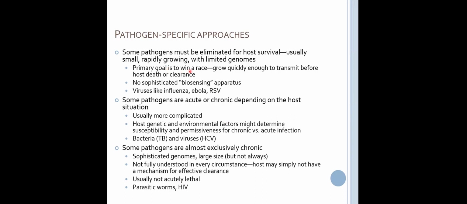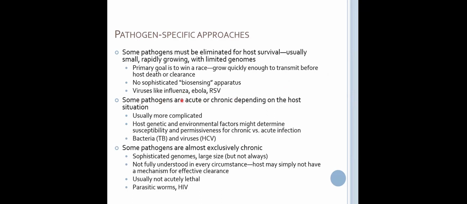And so the goal here is to win a race, to grow quickly enough to transmit before the host dies or there's clearance. These pathogens usually have no idea what's happening in the host. There's no sensing apparatus or feedback apparatus. It's just a maximization of replication. And you can think of this in terms of viruses like influenza, Ebola, RSV, and of course SARS-CoV-2 as well. The timescales here are on the order of days. If the immune response fails, it usually fails within the window of days.